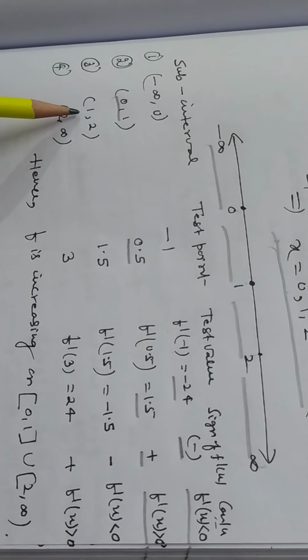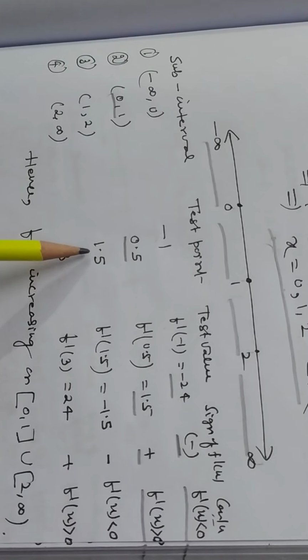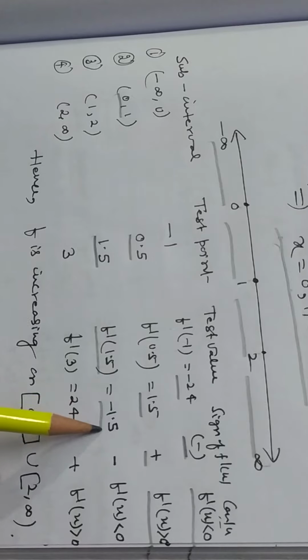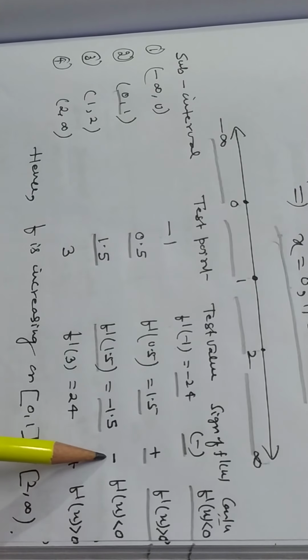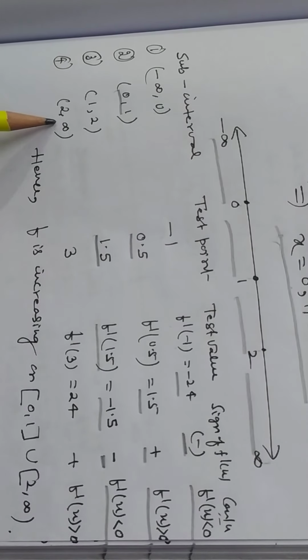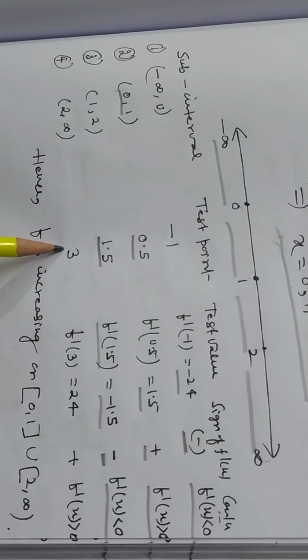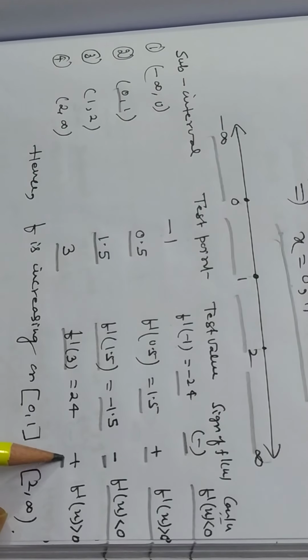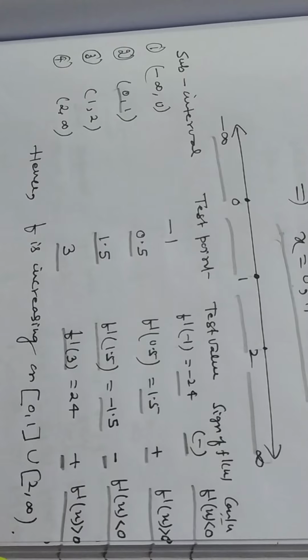Take the subinterval 1 to 2. Take a point 1.5. f dash 1.5 is minus 1.5. It is negative, so f dash x less than 0. And between 2 and infinity we take a point 3. f dash 3 is equal to 24, and the sign is positive, and f dash x greater than 0.